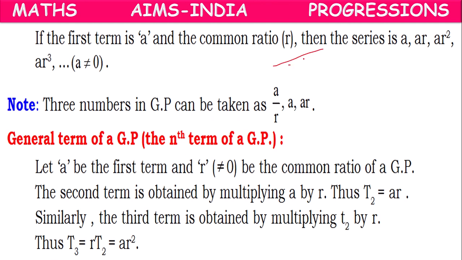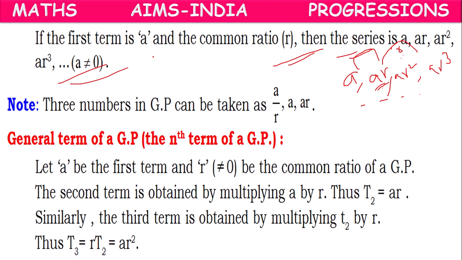So the sequence or series, we can write it as first term is A, second term we will get by multiplying with R, third term we will get by multiplying second term with R, AR into R, AR square, AR cube, and so on, where A is not equal to 0.